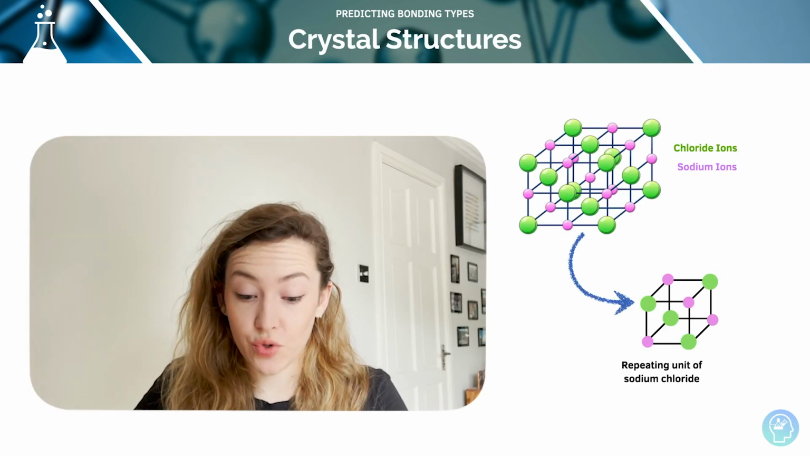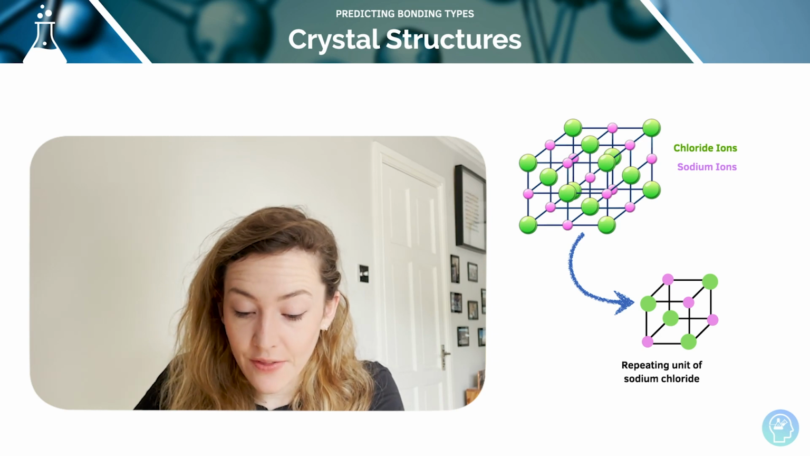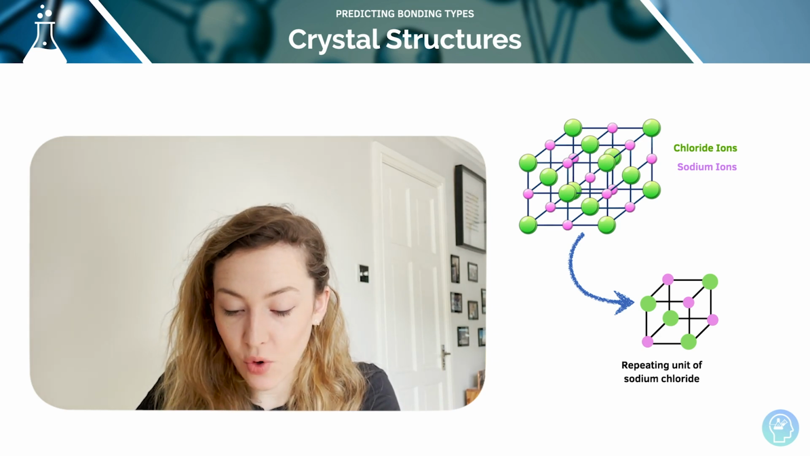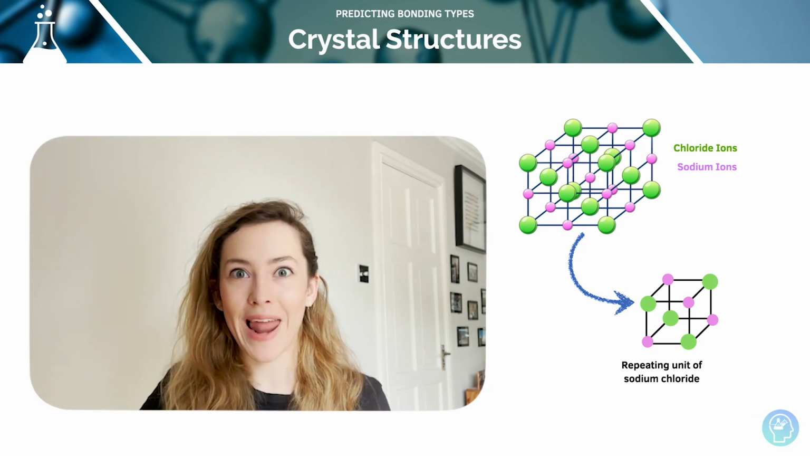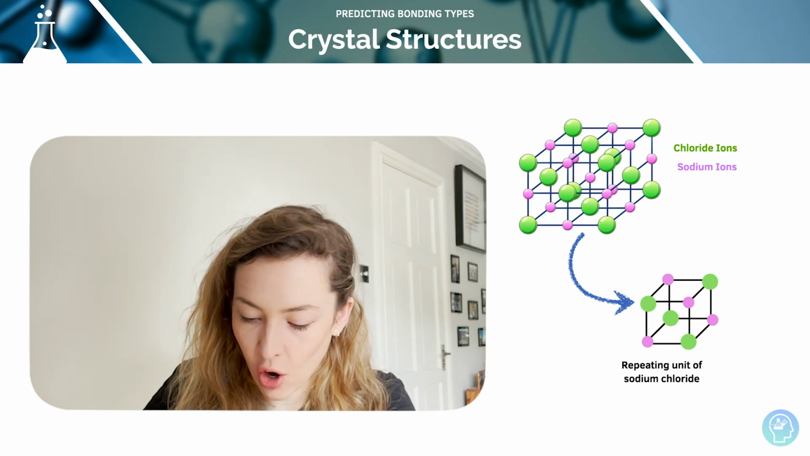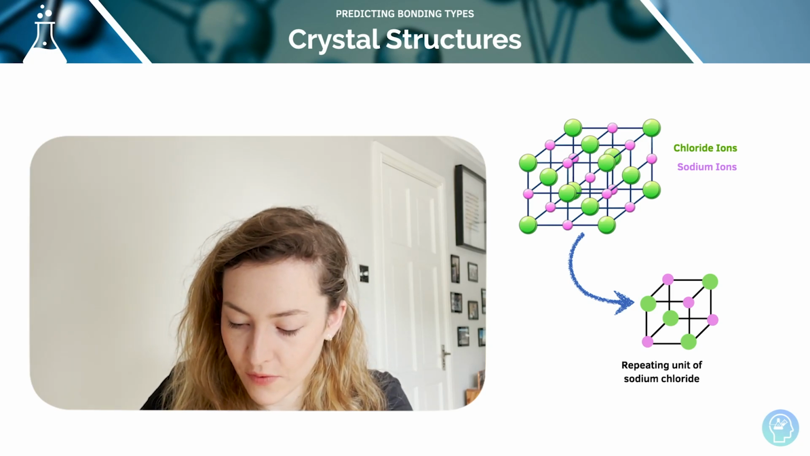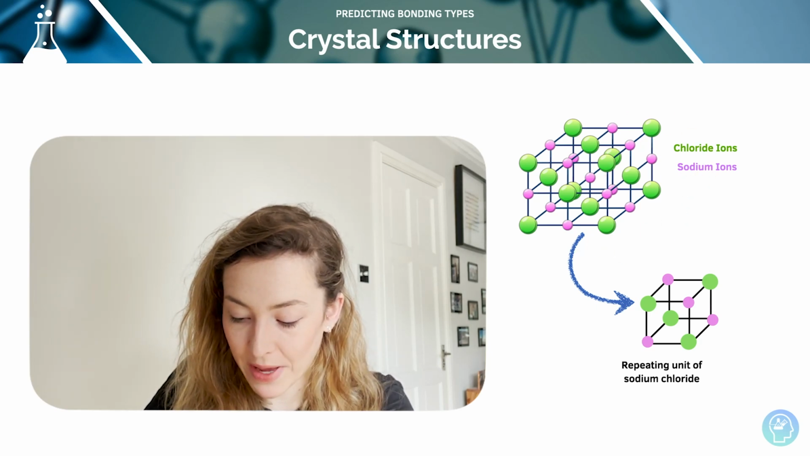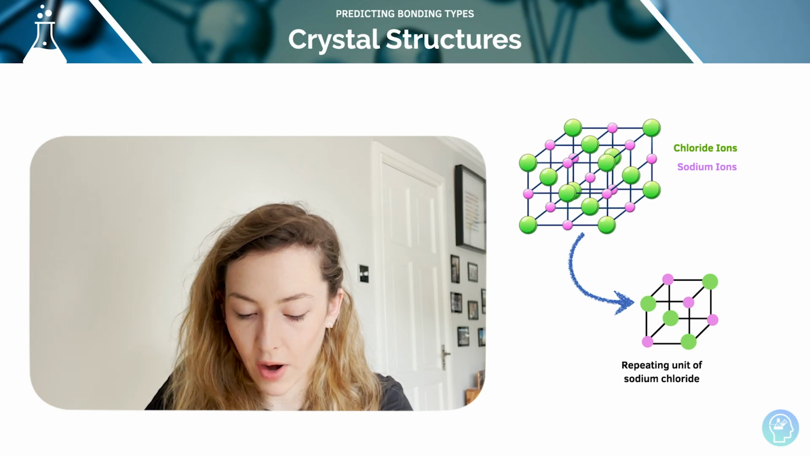When we're looking at crystal structures, we are discussing the ordered arrangement of many repeating units of atoms or ions in a three-dimensional lattice. So with these crystalline structures, they go on and on into the distance. This is just a unit of that model. And so here is one of the repeating units of sodium chloride.